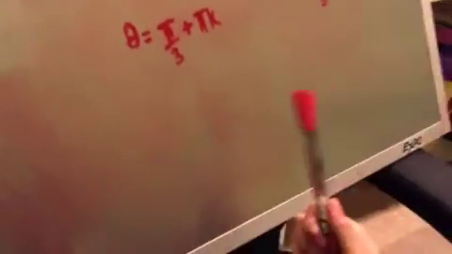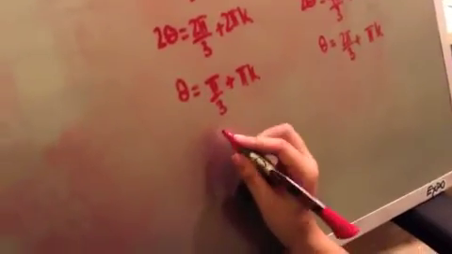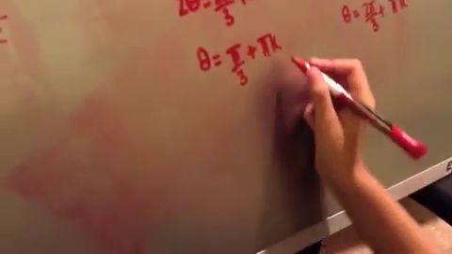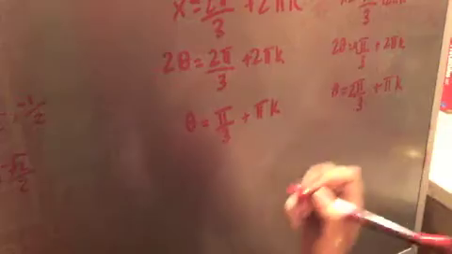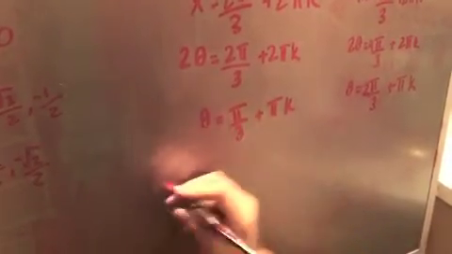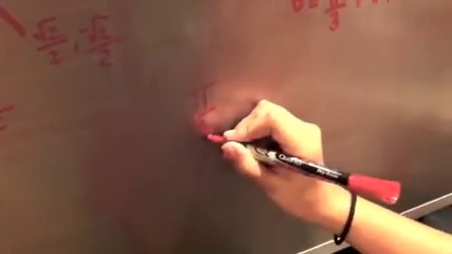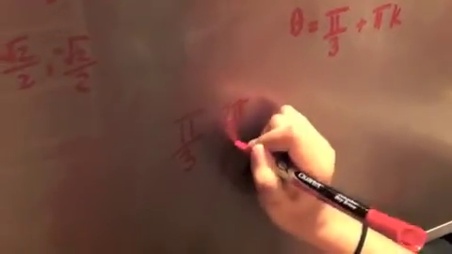So now we're going to plug in different numbers for k to make sure that we've covered all the numbers within our domain. So we've already established that one possible answer is pi over 3 as seen here. Let me write it down over here. Pi over 3. And another possible answer is 2 pi over 3 as we see here. Let me write that down. 2 pi over 3.